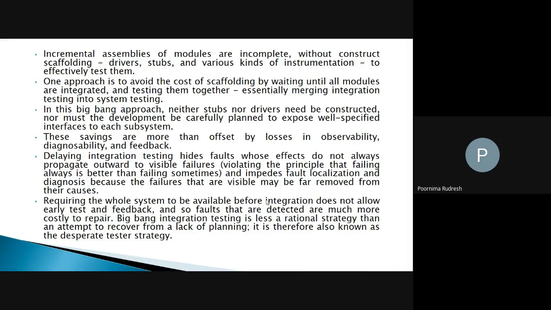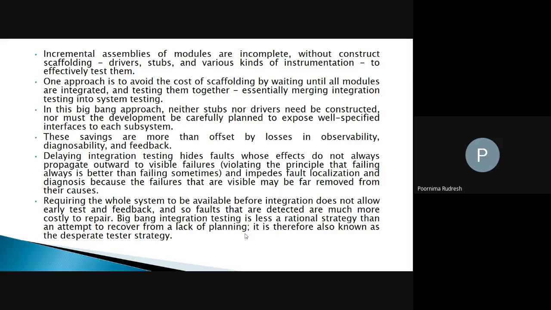Or we require more cost and time to repair such faults. So hence, the Big Bang integration testing strategy is a less rational strategy than attempting to recover from a lack of planning. It is therefore also known as the desperate tester strategy. So the Big Bang strategy is also known as the desperate tester strategy.